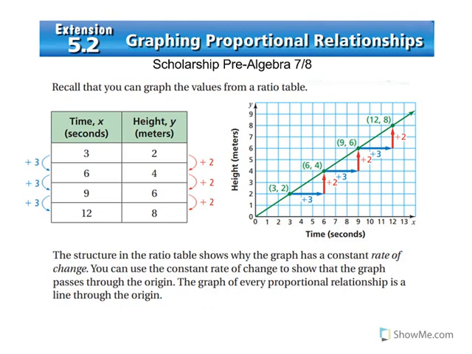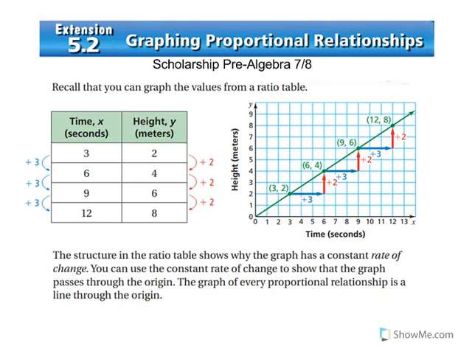And we'll take you through how to tell, by using either the graph or the table, how you can identify what is a proportional relationship and what is not a proportional relationship. Okay, so to begin with, there's a few things. If you look, the structure in the ratio table on the left shows why the graph has a constant rate of change. As you can see, the y values are increasing by 2, and the x values are increasing by 3, but that's not it.